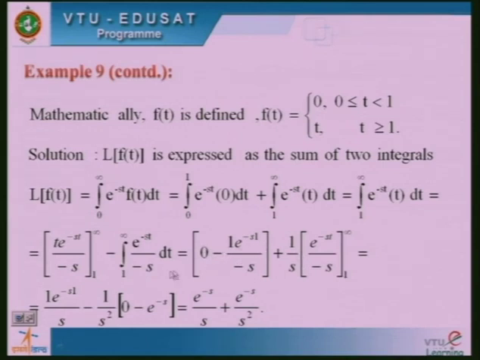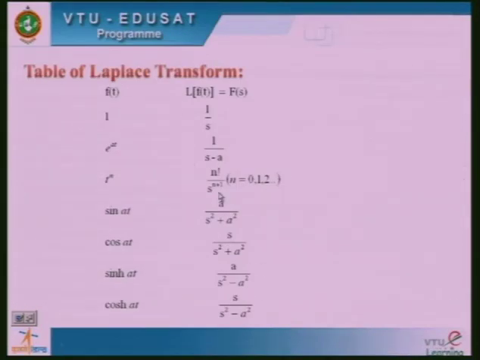right. Finally, you will get 1 by s into e to the power minus st by s. Again I have to replace the limits 1 to infinity. Is it clear? I have to simplify. After simplification, what can we obtain? We will get a function of s, namely e to the power minus s divided by s plus e to the power minus s divided by s square. Is it clear? So, like that we can find out the Laplace transform of a piecewise continuous function.